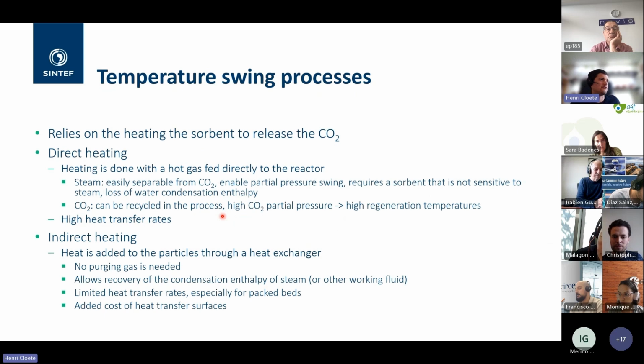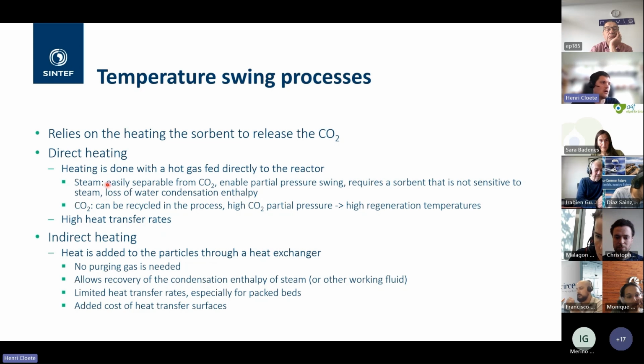Okay, so next up we have temperature swing processes, which relies on heating a solvent to release the CO2. And so this heating can be done in two ways. So the first option is to use direct heating, where you basically feed the hot gas directly into this bed of particles. So the main advantage of this is that you can have very high heating rates because you have a very large surface area for your particles and you contact directly with the gas. But then the challenge is what gas to use.